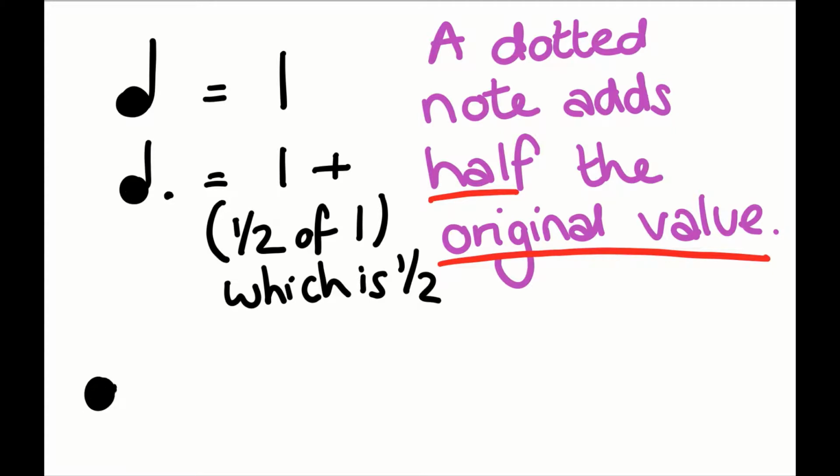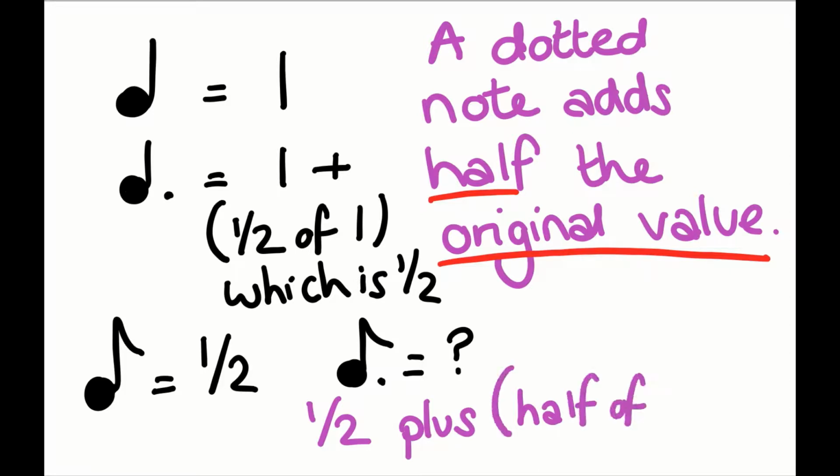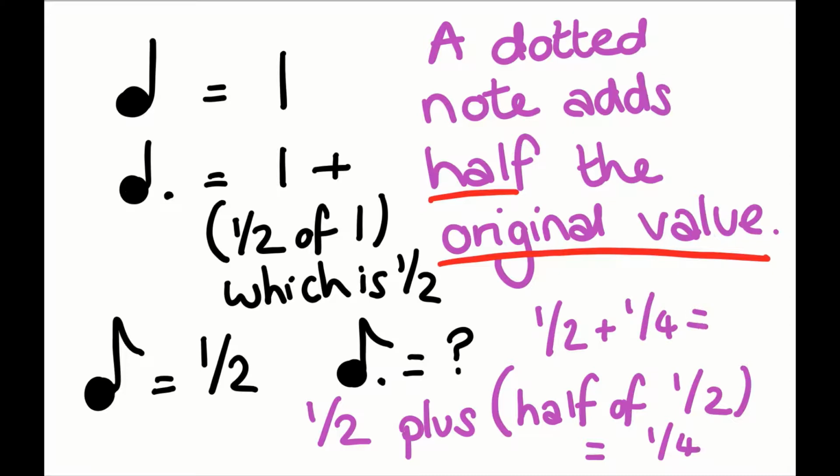Okay, so a quaver is worth 1/2. What would a dotted quaver be worth? So it's half plus half of half, which is 1/4. And that actually adds up to 3/4.